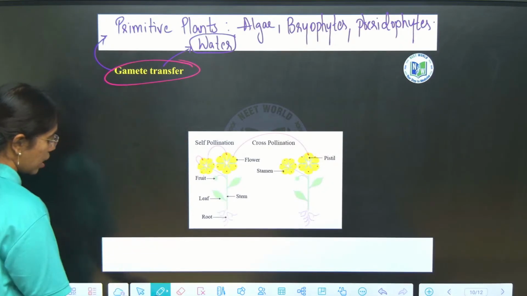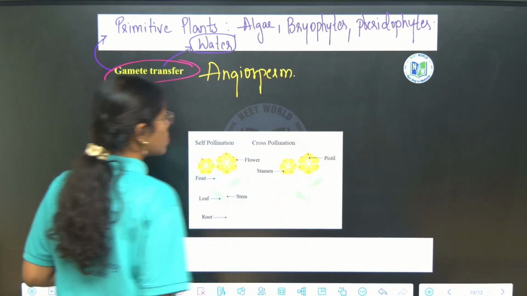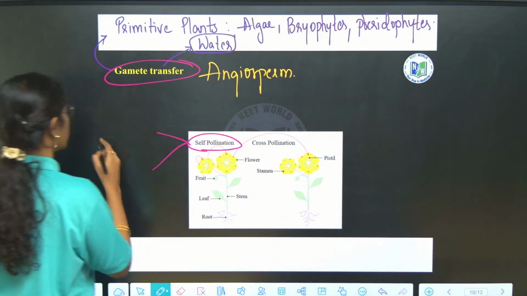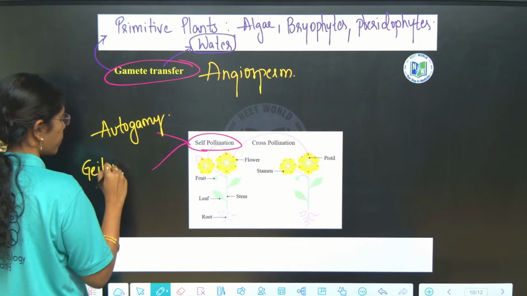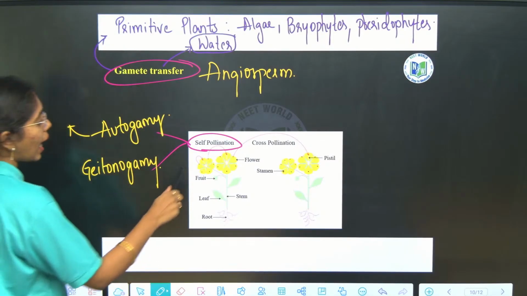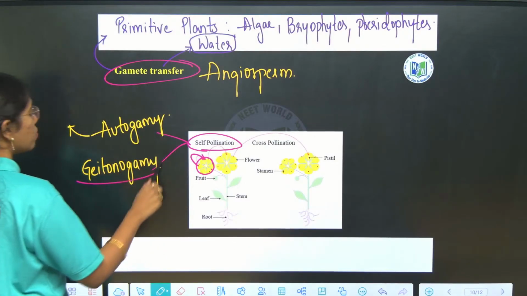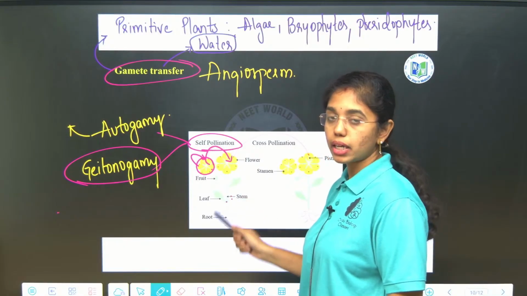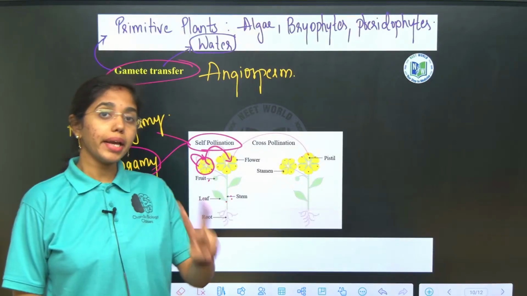But in the advanced plants like angiosperms, gametes can be transferred using biotic and abiotic agents. If it is self-pollination, we have two types of self-pollination. One is autogamy and the second one is geitonogamy. Autogamy, here transfer of gametes or pollen grains from anther to stigma of the same flower. Okay, this doesn't require any pollinating agent. But for geitonogamy, which is transfer of pollen grains from anther of one flower to the stigma of a different flower of the same plant, pollinating agents are required, and they can be biotic and abiotic pollinating agents.